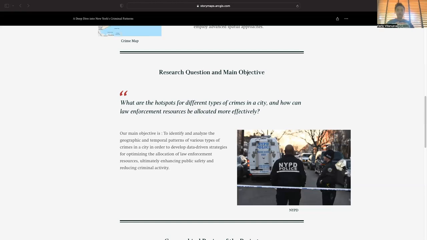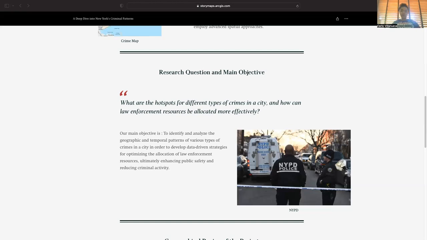And with regards to the allocation of resources, we can determine how law enforcement resources, including police officers, technology, and budget, can be allocated more effectively. This would involve a strategic assessment of where and when the resources are needed the most, based on the identified hotspots and crime patterns.